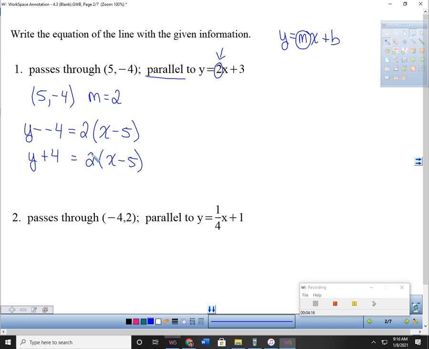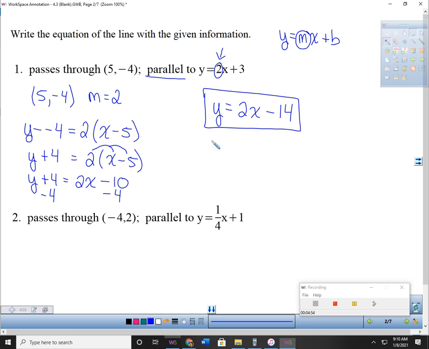So I'm going to go ahead and distribute my 2, just like we did in yesterday's lesson. So 2 times x is 2x, and 2 times negative 5 is negative 10. And then the last thing I have to do is move this 4 over. So I'm going to subtract 4 and put that with its like term on the other side. So I end up with y equals 2x minus 14, and that's the answer I want.